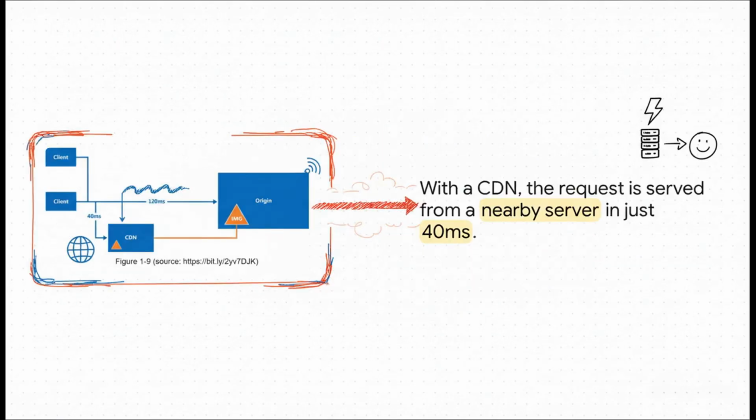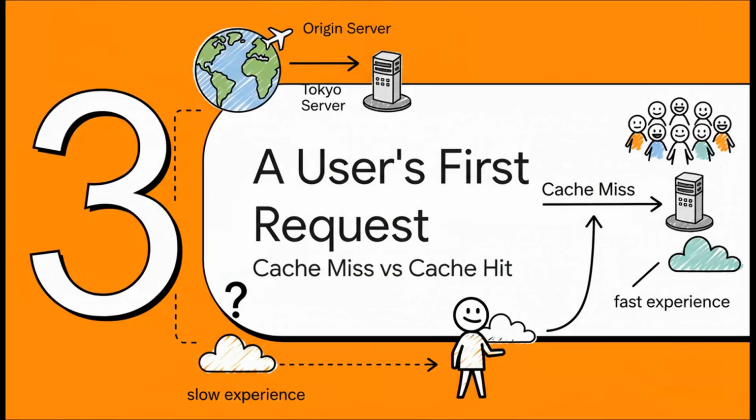And here's how it works. Let's go back to our mental map. The CDN puts a server, we call it an edge server, right there in Tokyo. Now look at the arrow. It's so much shorter, right? The user's request just goes to that local server. The whole round trip is now a blazing fast 40 milliseconds. It's the difference between a short hop across town and a full-blown trans-Pacific flight.